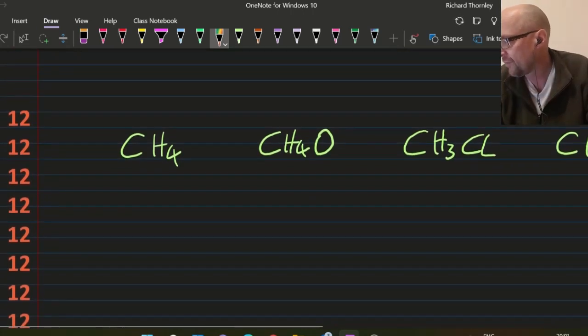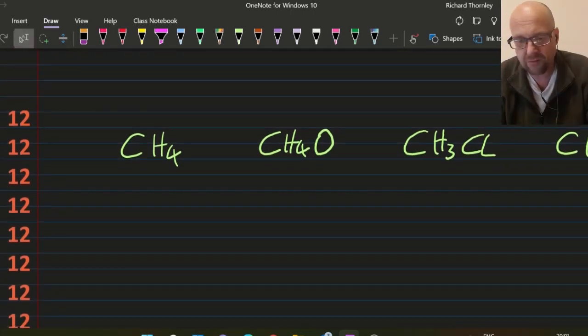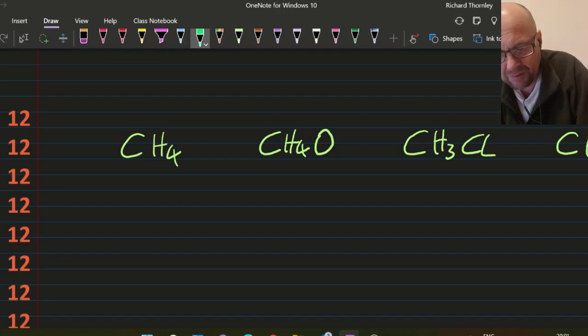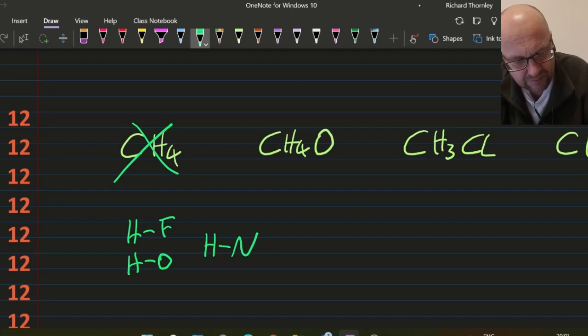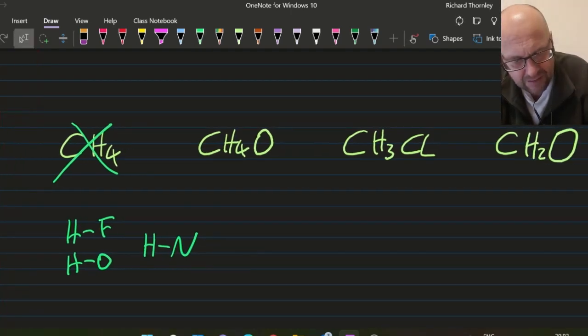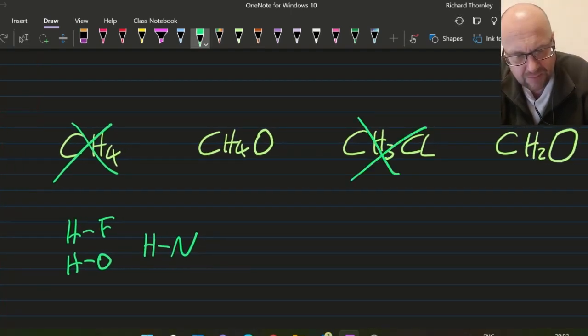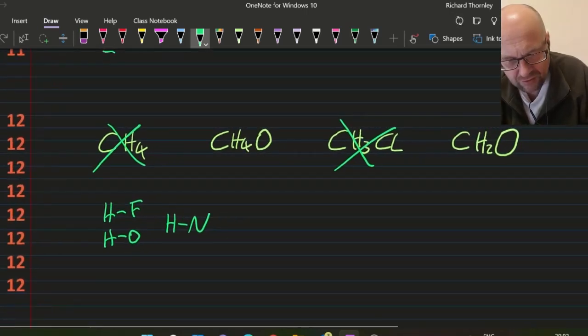12, which compound has hydrogen bonds between its molecules? Well, if you're going to have a hydrogen bond, it's either H with F, H with O, or H with N. So that's out, and that's out. So that just leaves me with those 2 molecules.